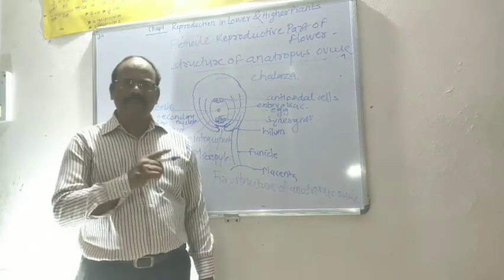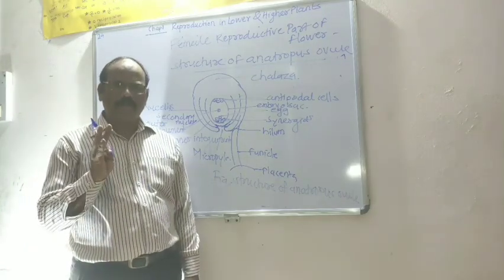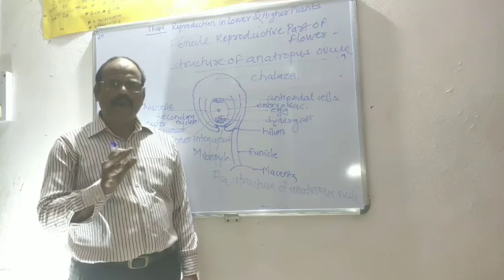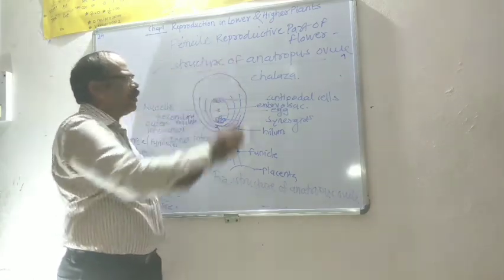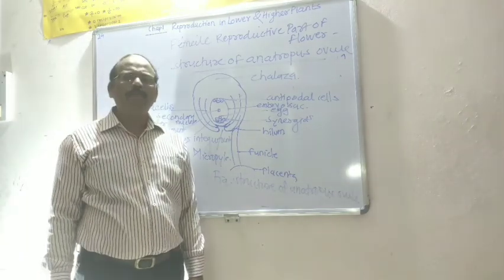Today in this lecture we learned the structure of microspore, development of the male gametophyte, and the female reproductive part of the flower, in which we learned about the structure of the anatropous ovule.